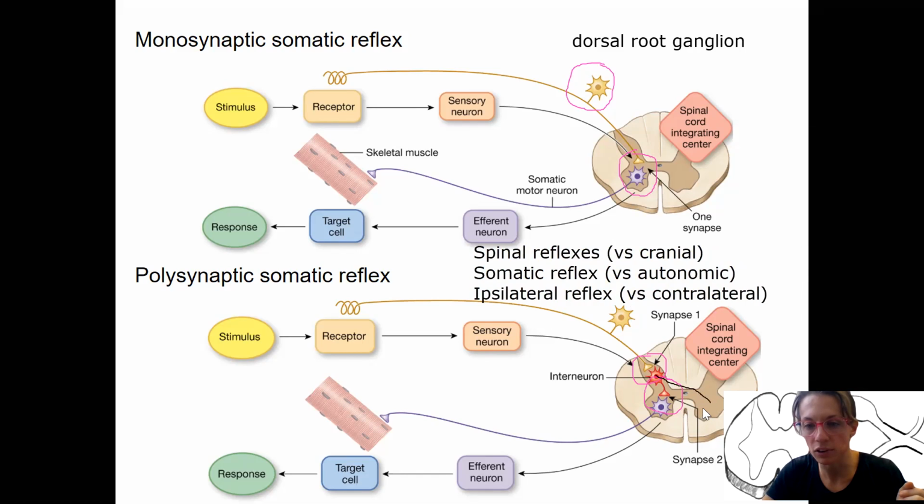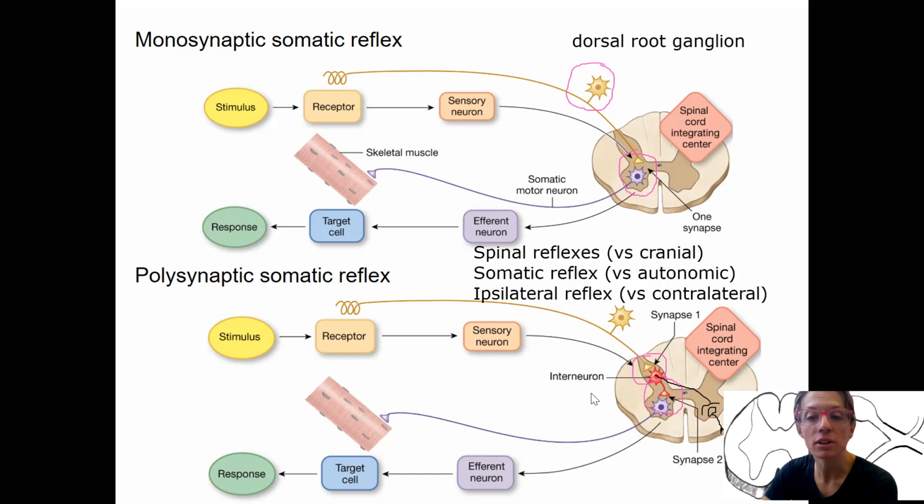Contra would mean the other side. That's a synapse there, as you can obviously tell. Ipsilateral, same side. Knee-jerk reflex is an example. The knee that's hit by the hammer, that same leg kicks.